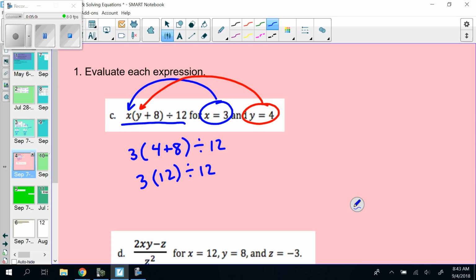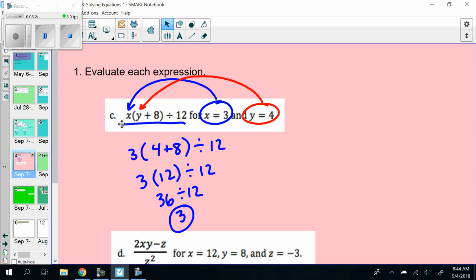Okay, now what we've got left here is multiplication and division. We talked about before we want to work that left to right. So the first one we'd want to do is 3 times 12, giving us 36. Then divide by the 12 because that's to the right, and the final answer here looks like it's 3. Okay, let's try one more of those.